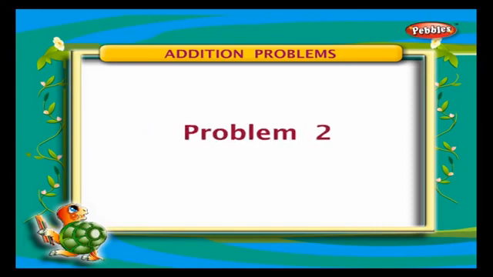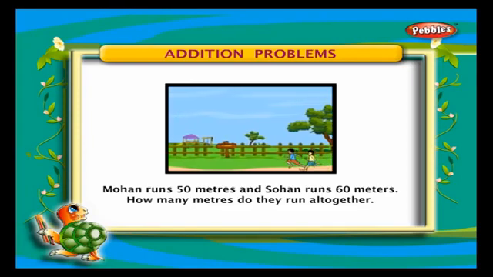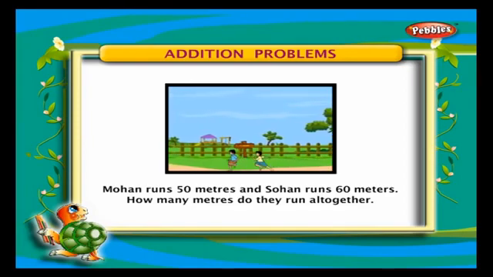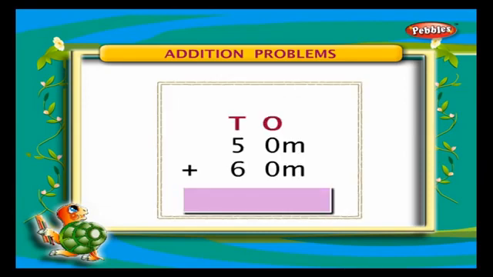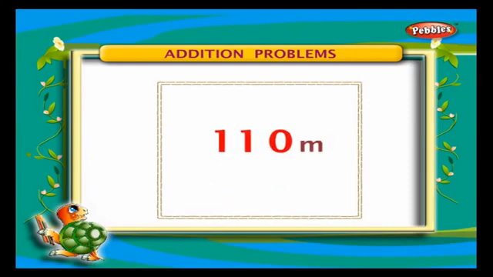Problem 2. Mohan runs 50 meters and Sohan runs 60 meters. How many meters do they run altogether? Arrange them in columns. Add ones, we get 0, and tens, we get 11. The total distance they ran when added together is 110 meters.